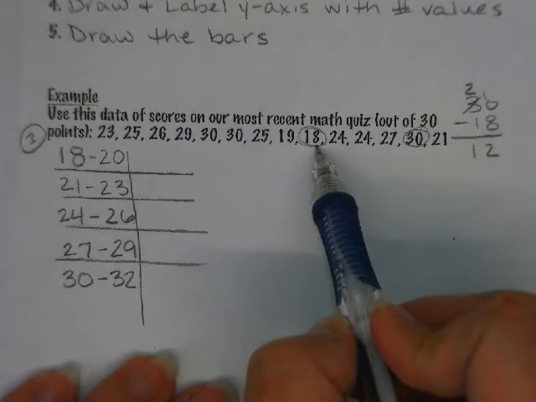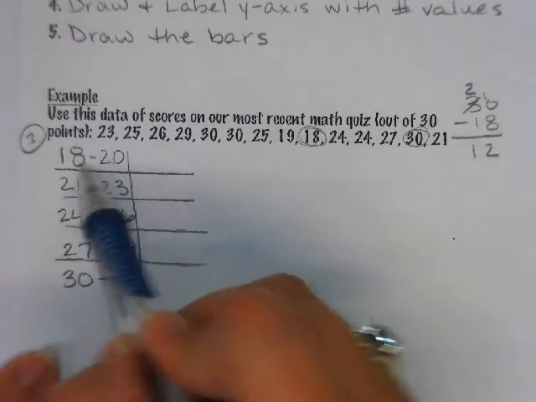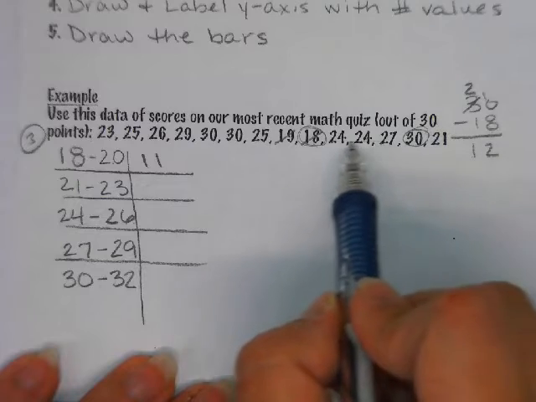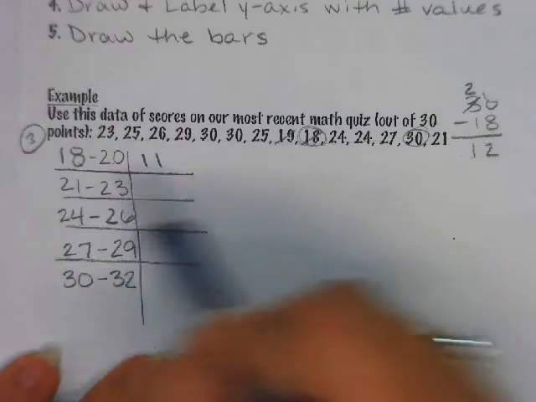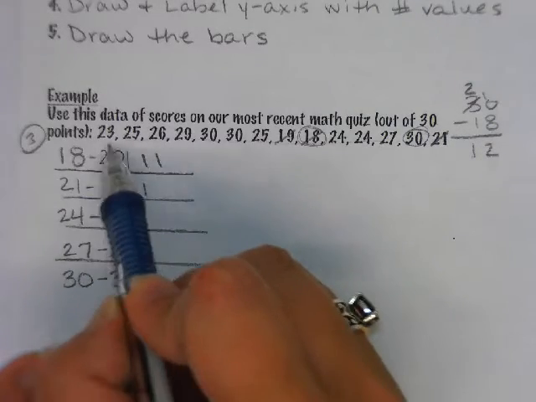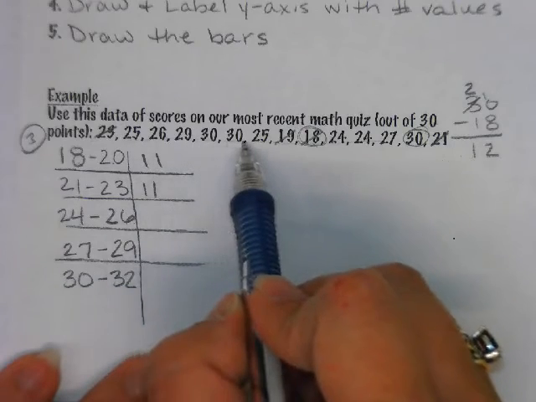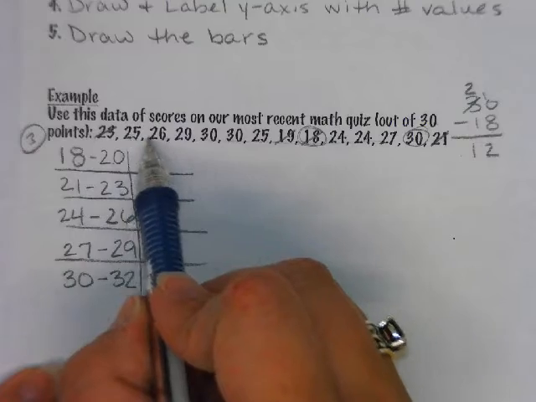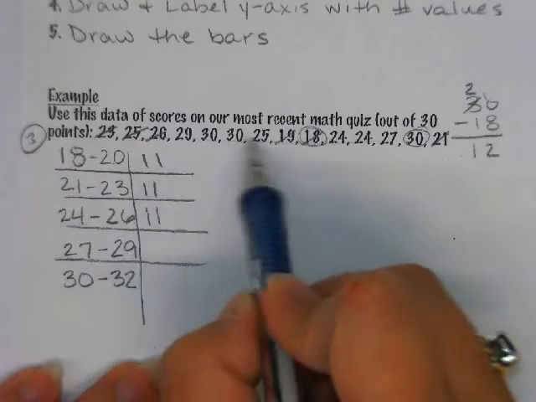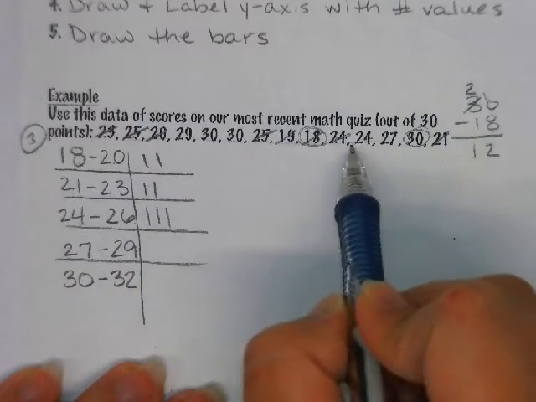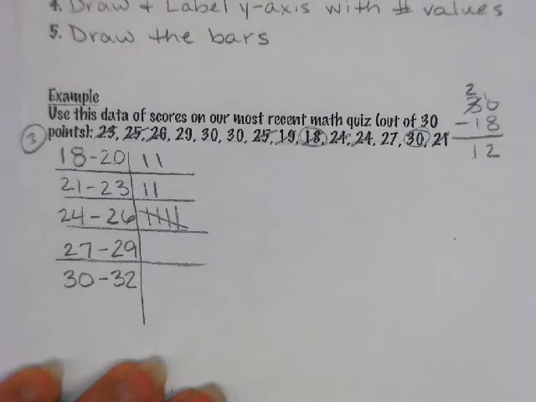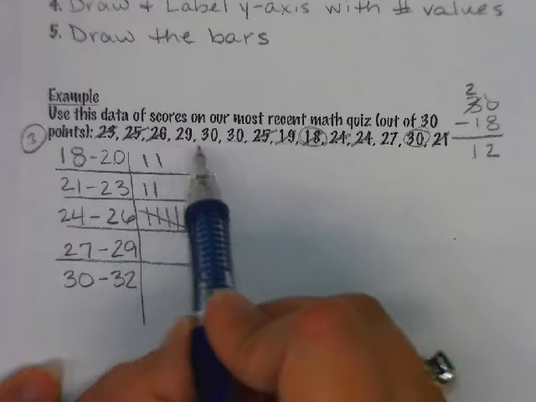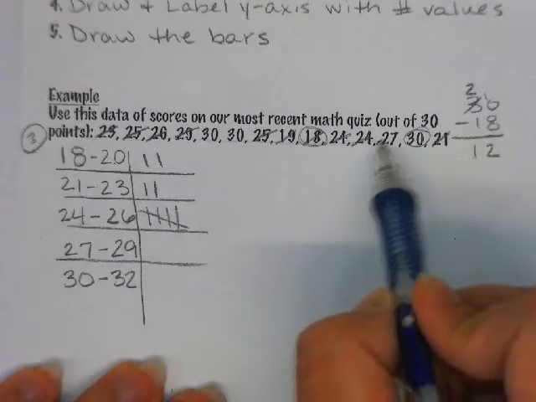So now we make our tally chart. So how many do we have that fall in this interval? Well, I have an 18. I have a 19. We don't have a 20. Okay, 21 to 23. So there's a 21. Here's a 23. Is that all? Okay. 24 to 26. There's 1, 2, 3, 4, 5. Oh my. Is that right? And then 27 to 29. So I see 1, 2.